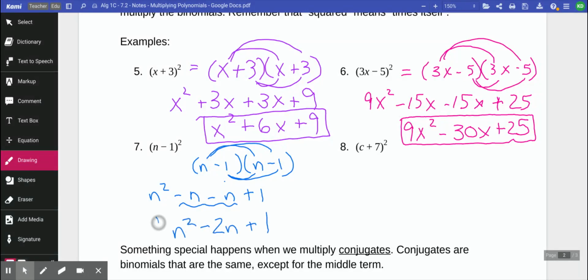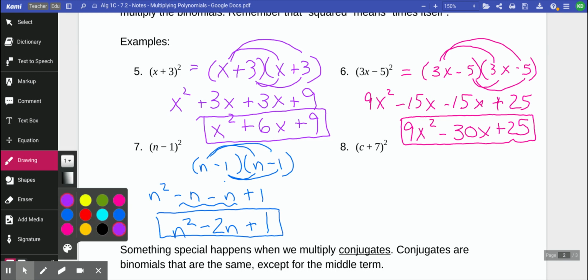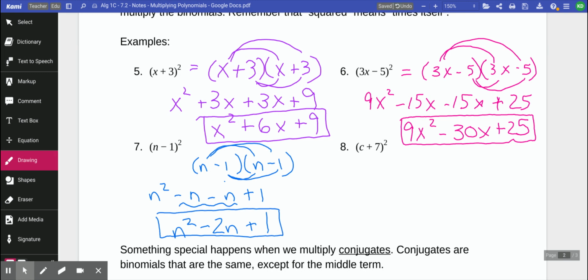We get n squared minus 2n plus 1. All right, last example here, c plus 7 quantity squared. So again, c plus 7 expands, because we're multiplying it by itself.